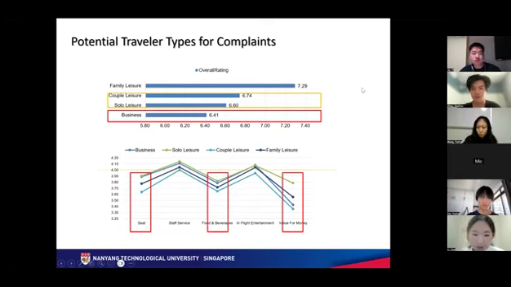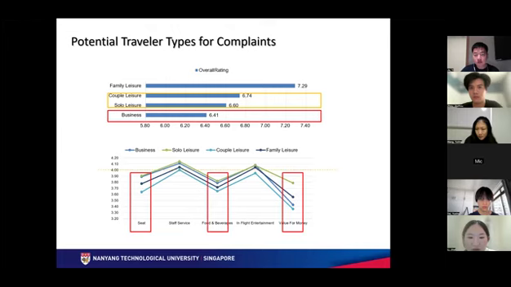Okay, next I will introduce how we interpret the outputs of our data analysis and our answers to question 12. There are two main parts. The first part is to analyze the potential traveler types for complaints. According to the average overall ratings of each type of traveler, we found the business travelers have the lowest average scores. It means that business travelers are more likely to complain. Additionally, the solo leisure and the couple leisure travelers are also potential sources of complaints.